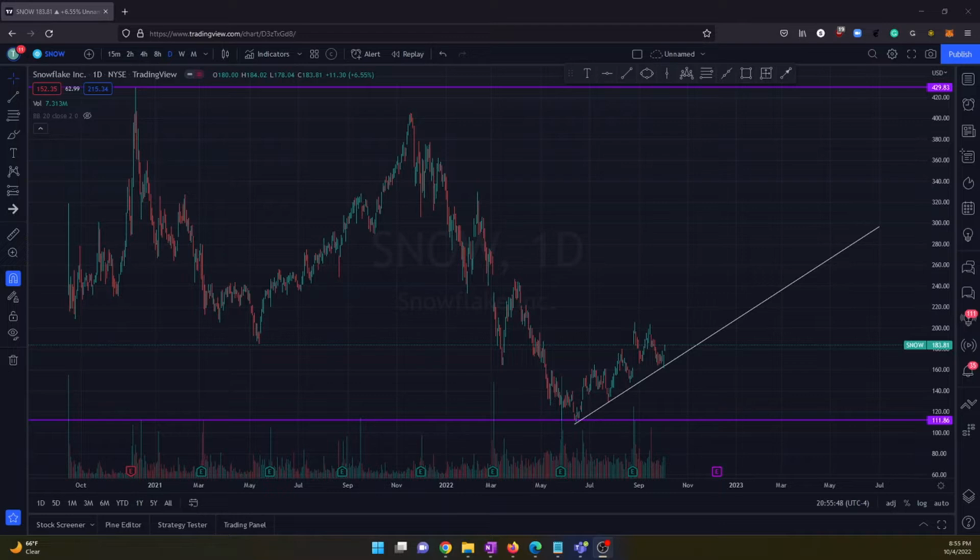Today we're going to be looking at part two of technical analysis. We'll be looking at Snowflake, which is a stock chart. The stock symbol is SNOW. There we go.